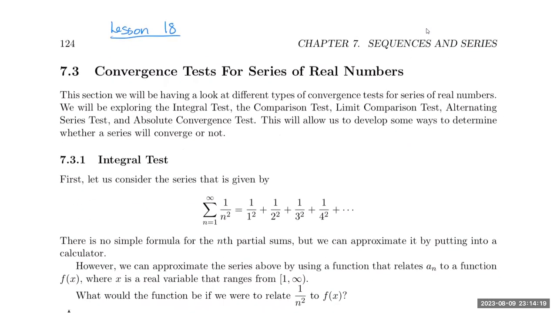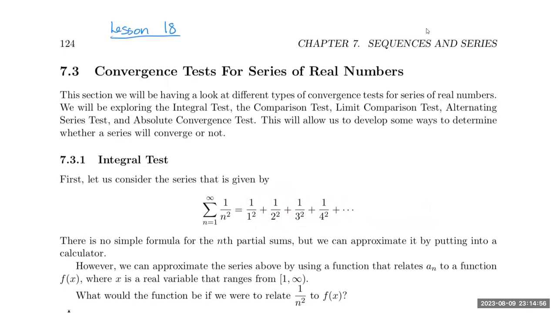This time, we're going to have a look at some of the convergence tests for series of real numbers. The first one that we're going to be having a look at is called the integral test. Okay, so first let us consider the series that is given by the sum of 1 over n squared. There is no simple formula for the nth partial sum, but we can approximate it by putting it into a calculator. So if we add all these terms up and keep on adding forward, we would see that it would actually converge to some number.